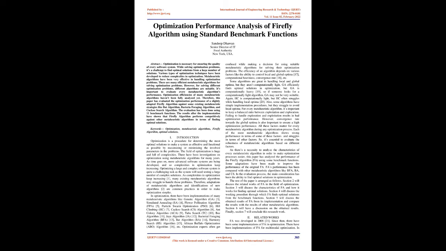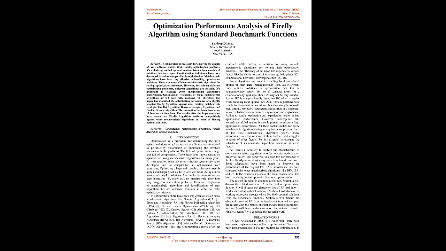As time goes on, more advanced software systems are being developed, and so complexities in optimization keep increasing. Optimizing a large and complex software system is quite a challenging task, as the system will need testing a large number of complex solutions. As complexities in optimization keep increasing, many existing metaheuristic algorithms may struggle to handle these problems. Therefore, adaptations of metaheuristic algorithms and identifications of new algorithms too are common practices in order to make optimization simpler.